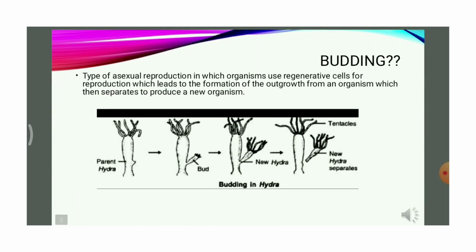Next type of asexual reproduction is budding. So budding is basically a type of asexual reproduction in organisms like Hydra. Here we can see Hydra is an organism which uses regenerative cells for reproduction, which leads to the formation of an outgrowth. Outgrowth meaning here it is a bud. So you can see the bud over there. This bud will separate first and then it will grow as a new organism, and that is shown in this picture.